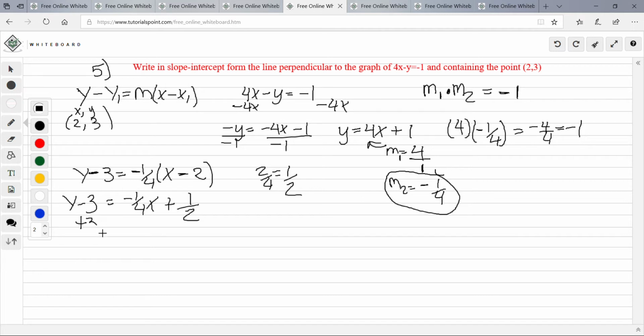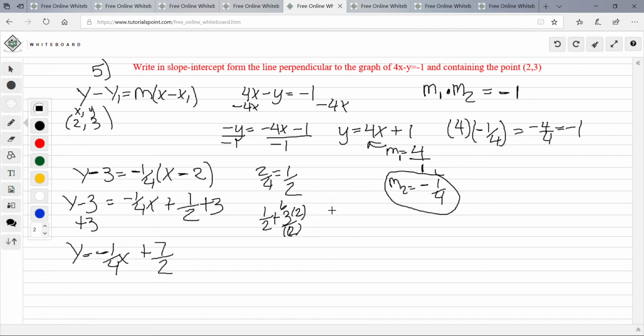And then you add 3 on both sides. So you get y equals -1/4 x plus 1/2 plus 3, which is 6 plus 1 is 7, so that would be plus 7/2. Okay, so what's the other way to figure this out?